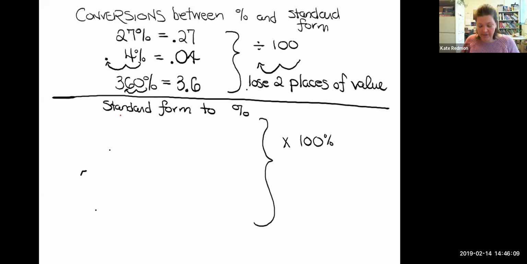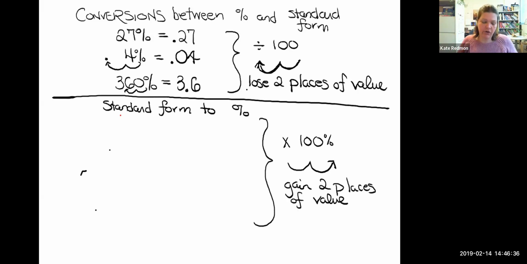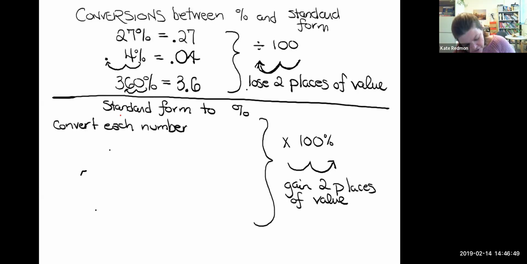Now, if we said that dividing by 100 was like moving left with the decimal twice, guess what? Multiplying by 100 is going to be like moving right twice. Again, we see this opposite principle. The opposite of left is right. So instead of losing 2 places of value, we're going to gain 2 places of value. So let's try converting some numbers that are in standard form into percents. I'm giving myself some directions.